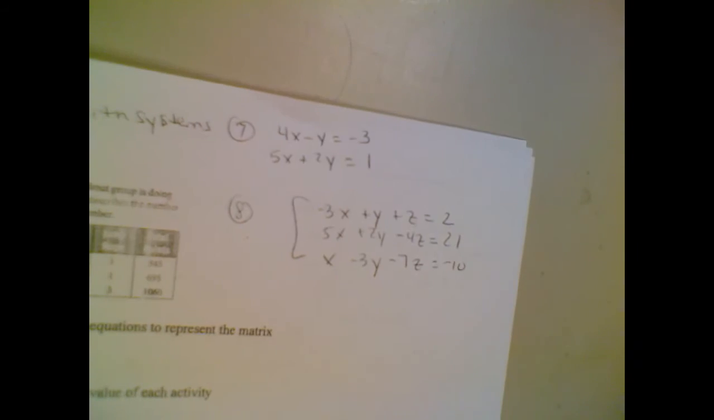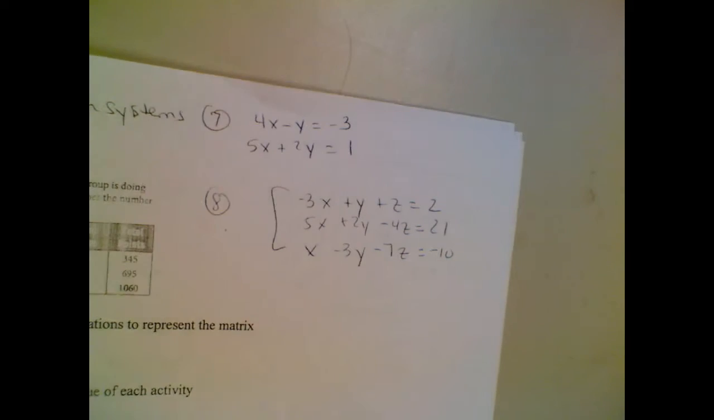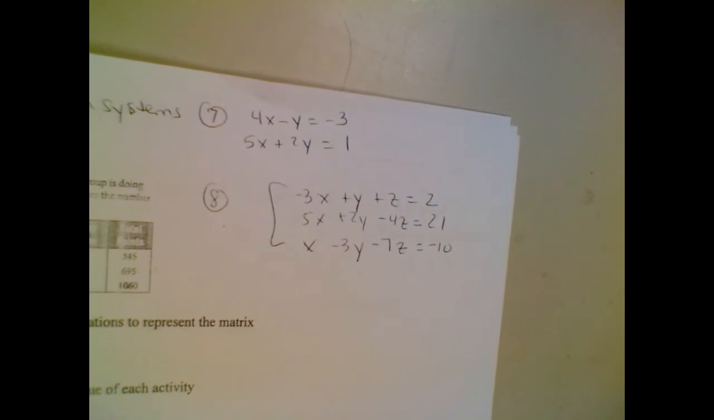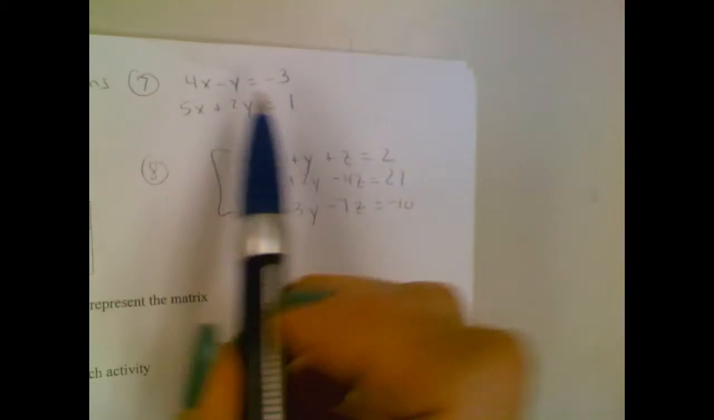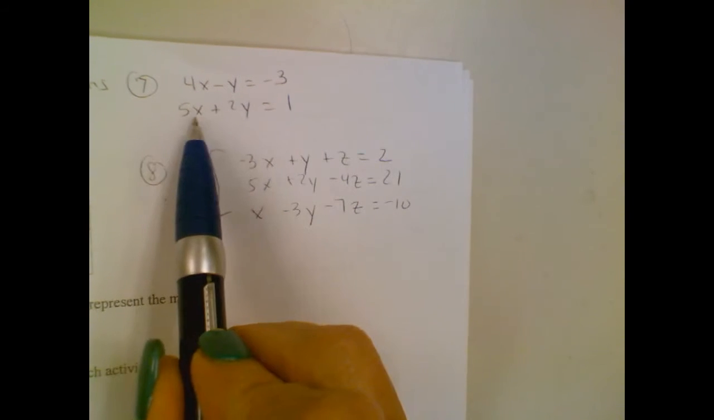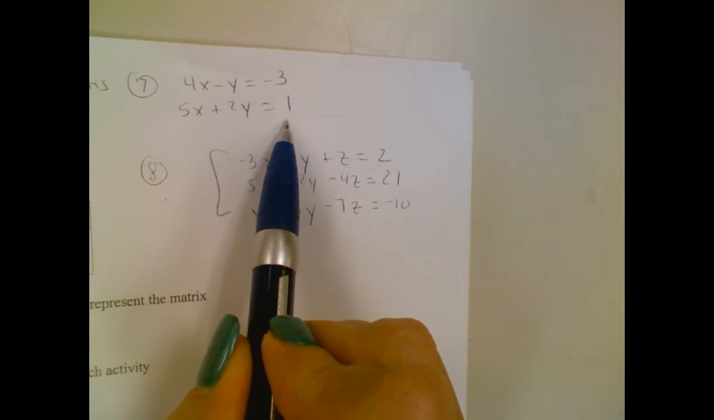All right. That's it for that. Now, last thing, guys. The last thing that matrices do to make your life easier is solving systems of equations. So look at number 7. Do you remember how to do these? You did these probably on Alex at least once, right?